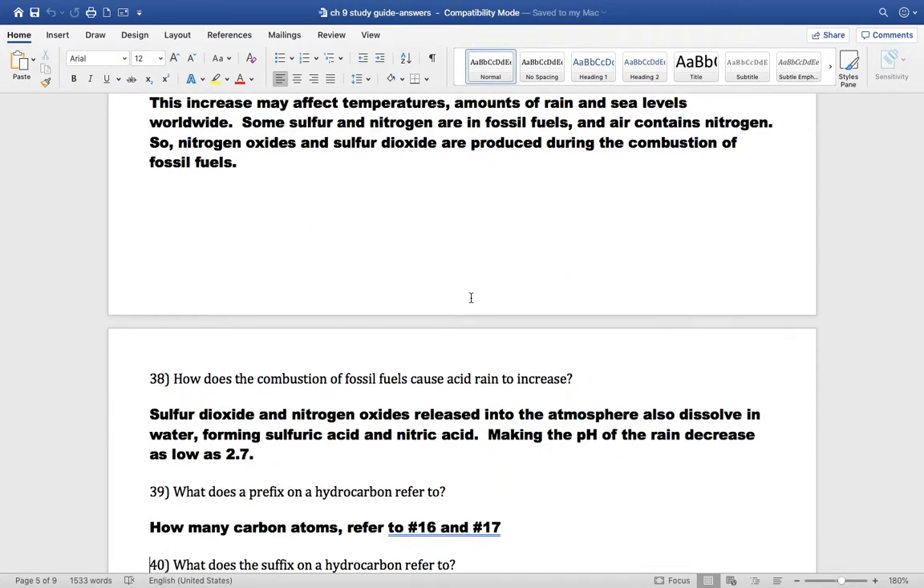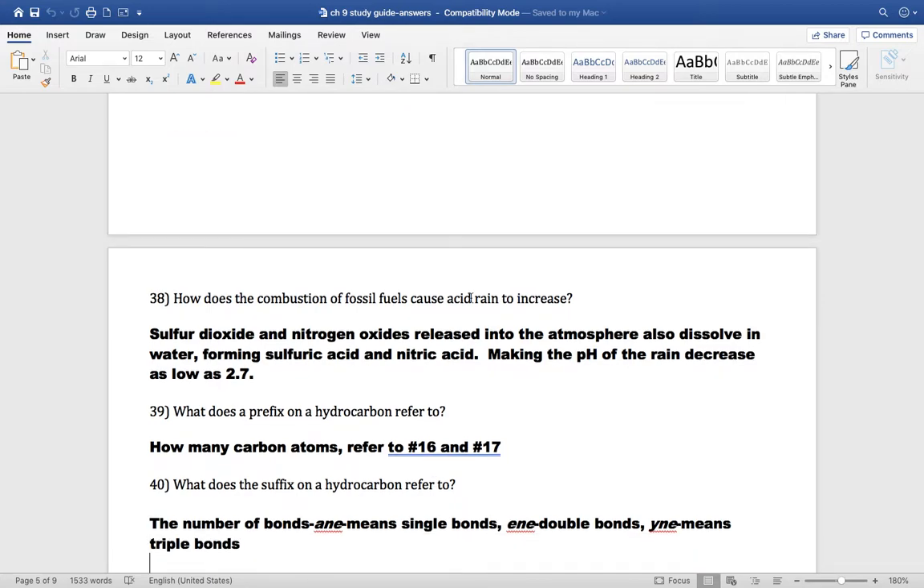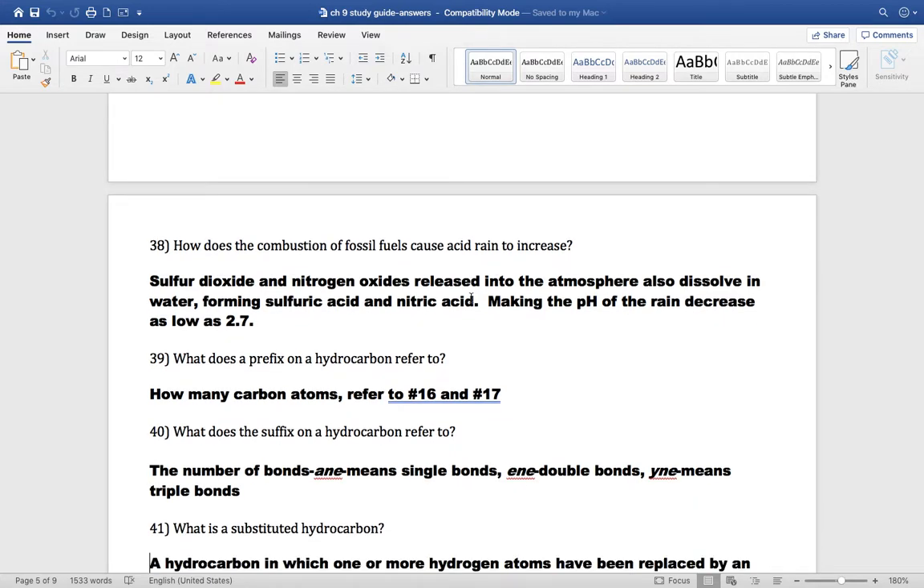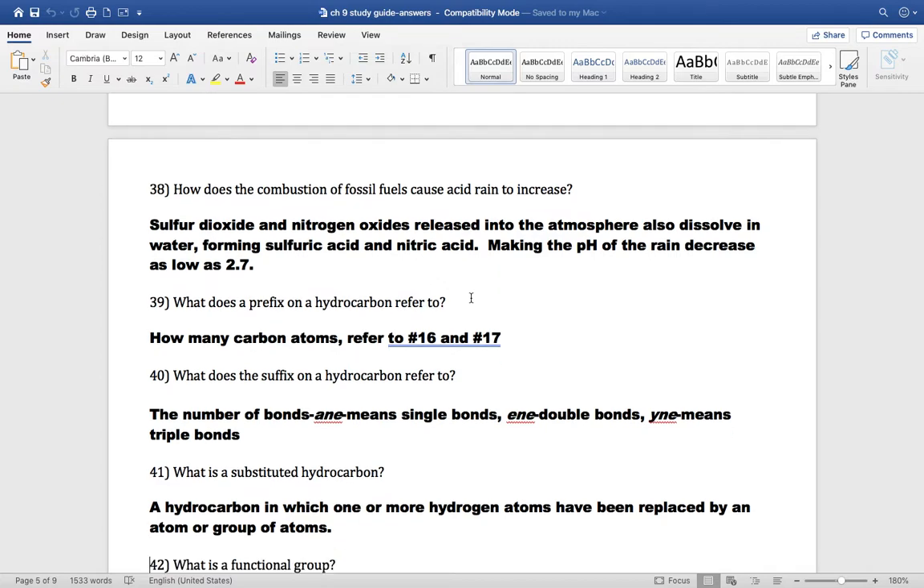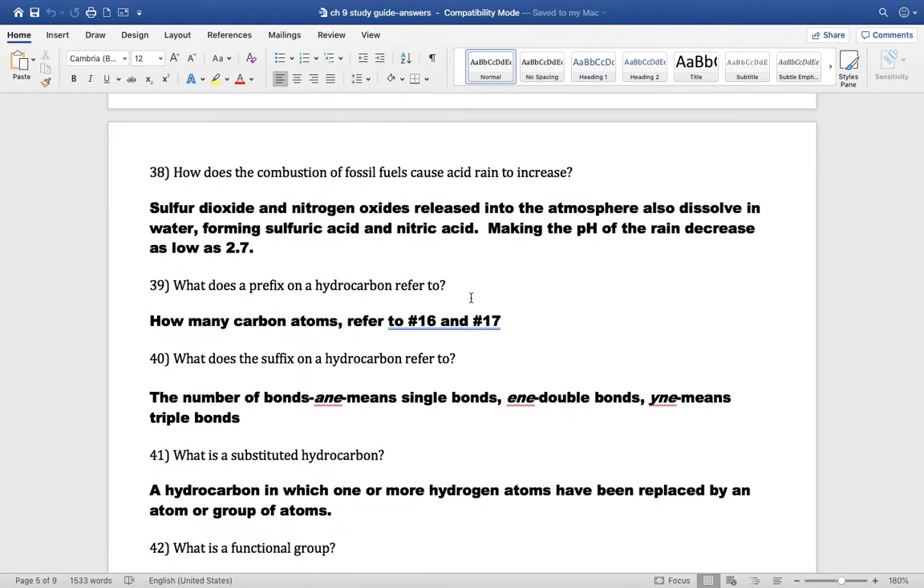How does the combustion of fossil fuels cause acid rain to increase? I just answered that, sorry. Sulfur dioxide and nitrogen oxides released into the atmosphere also dissolve in water, forming sulfuric acid and nitric acid, making the pH of the rain decrease as low as 2.7. All right, 39. What does the prefix on the hydrocarbon refer to?